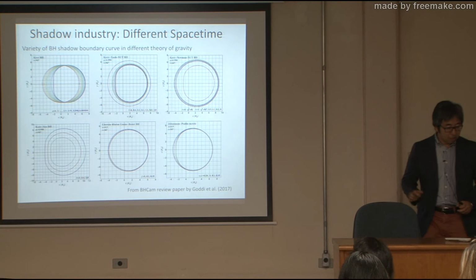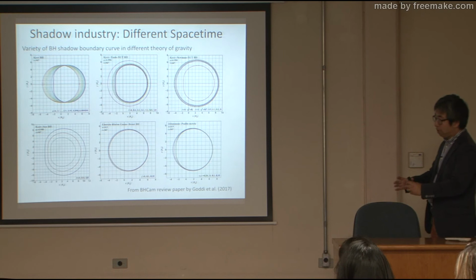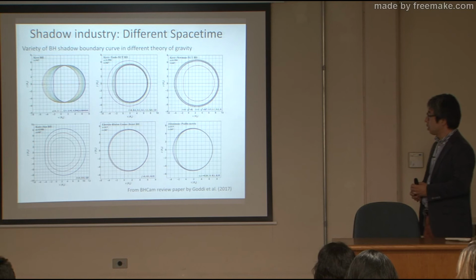So it's a bit hard to see for this one. Then the different black hole metric also makes a similar boundary curve, but the black hole metric with the alternative theory of gravity includes some contribution of the mass of the black hole, so fixing the ADM mass.